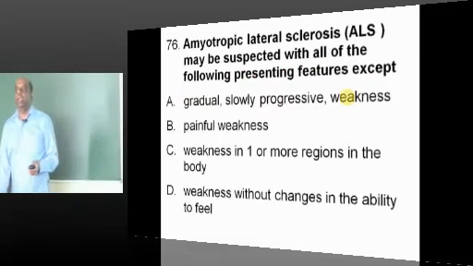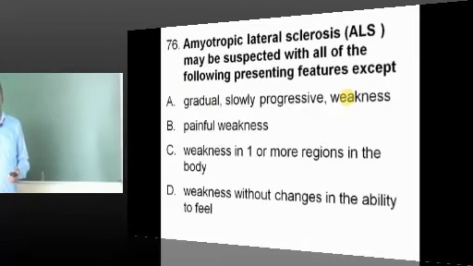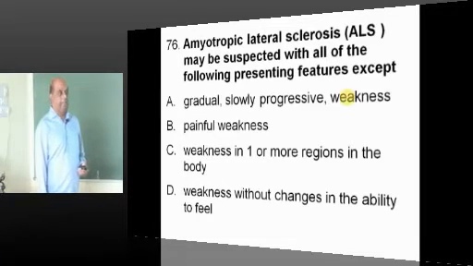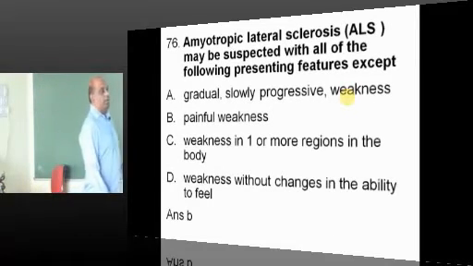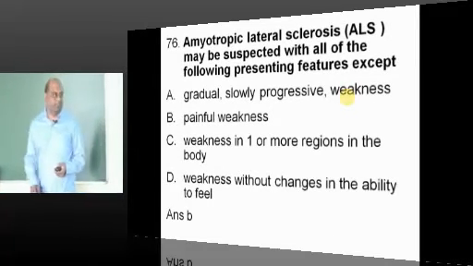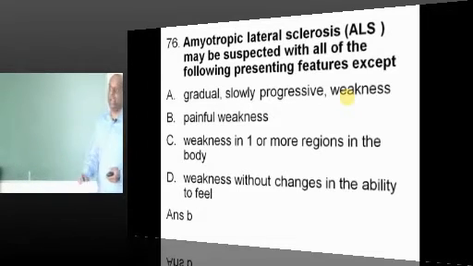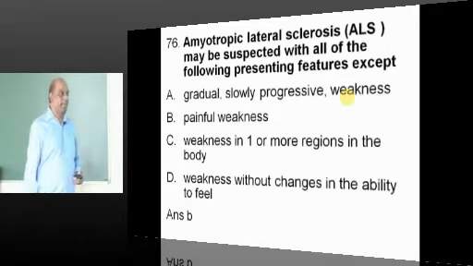Then amyotrophic lateral sclerosis, what is the EXCEPT? B, painful weakness? You want to say painful weakness is wrong. Except. Any other answer? There can't be any sensory symptoms, autonomic dysfunction, or bladder or bowel involvement. Then you call it amyotrophic lateral sclerosis, a pure motor neuron disease involving the anterior horn cells, which needs to be remembered.